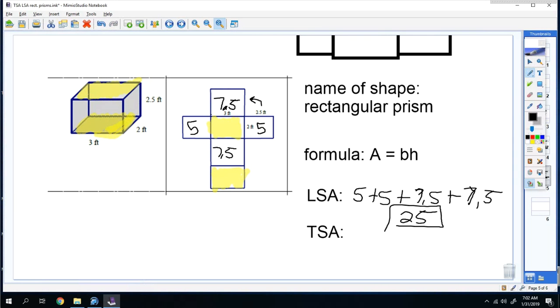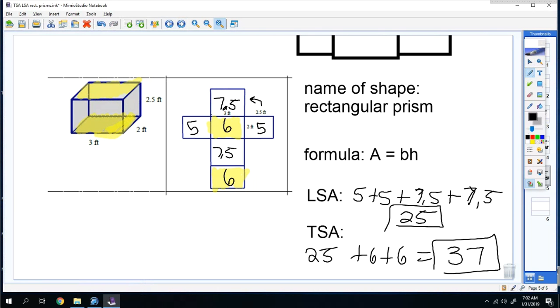Now we're going to find the total surface area. So we need to find the areas of the bases. Well, this is a 3 by 2, so this is 6. So the other one has to be 6 as well. So you're going to take your lateral surface area, which was 25, and add the two bases to it, which are both 6s. You're going to do 25 plus 6 plus 6, or 25 plus 12, and you get 37. And that is your total surface area. And that is how you find lateral and total surface area of a rectangular prism.